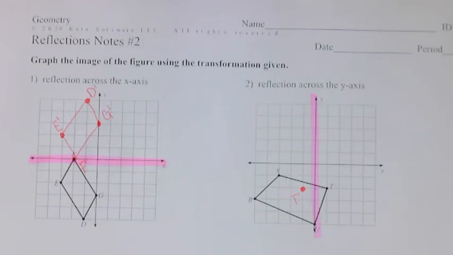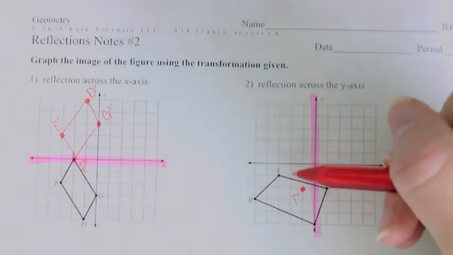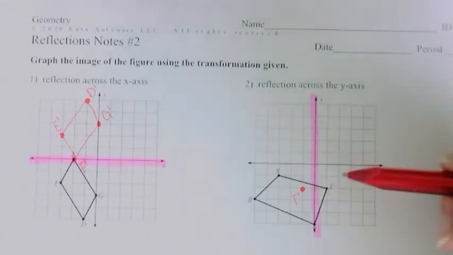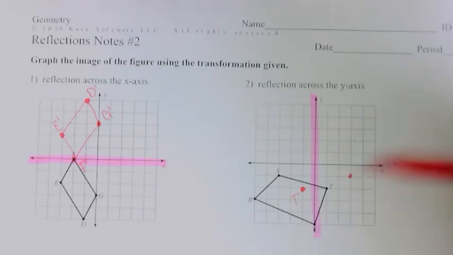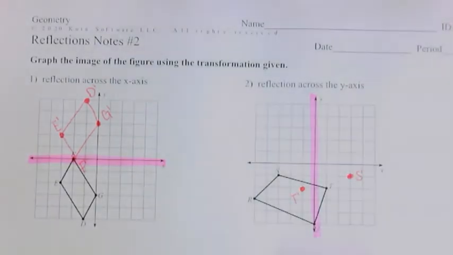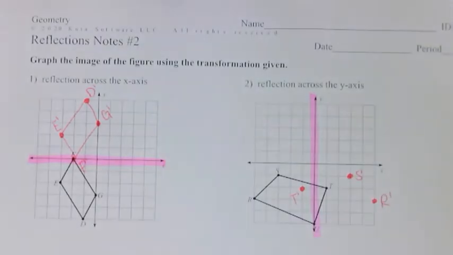Now let's go to point S. Point S to the line is right 1, 2, 3. So you will go right 1, 2, 3. And this will be the location of your new point S, S prime. On to point R. Point R to the line is right 1, 2, 3, 4, 5. So we will go on the other side of the line 5 units to the right. And that will be the location of your new point R, R prime.